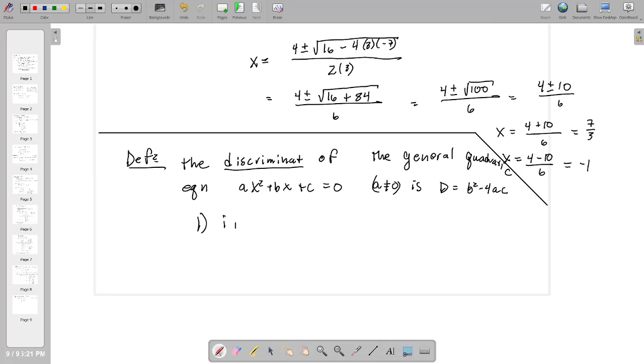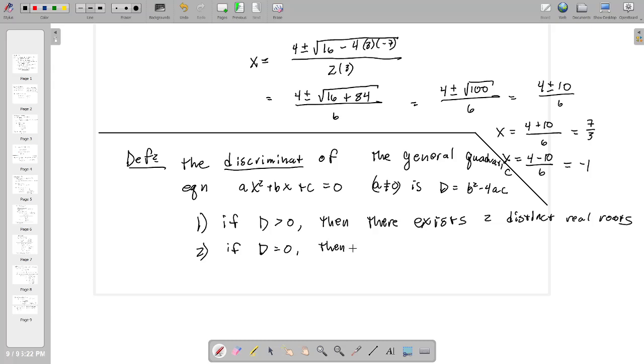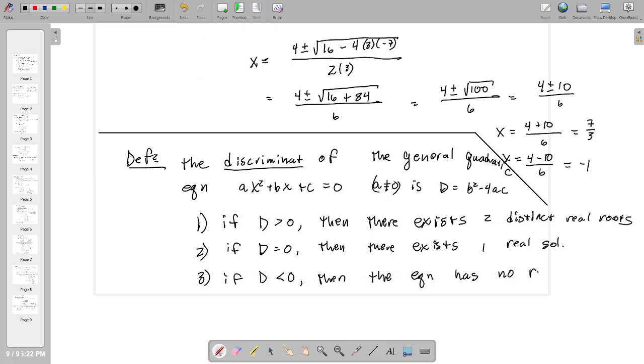One, if D is greater than 0, then there exist two distinct real solutions. If D is equal to 0, then there exists one real solution. If D is less than 0, then the equation has no real solutions. We'll deal with the no real solutions case in the next section, where we'll have complex solutions. But for right now, we're just going to say that it has no real solutions.